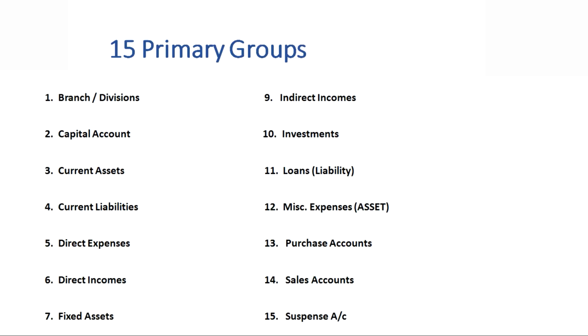The 15 primary groups are branch or divisions, capital account, current assets, current liabilities, direct expenses, direct incomes, fixed assets, indirect incomes, investment, loans, miscellaneous expenses, purchase accounts, sales account, suspense account.